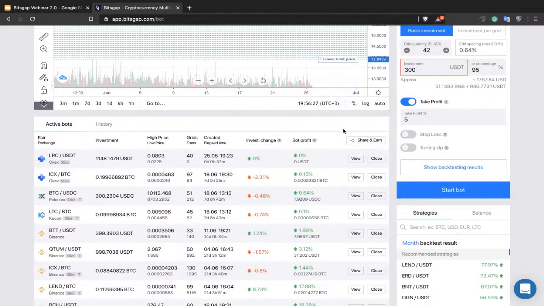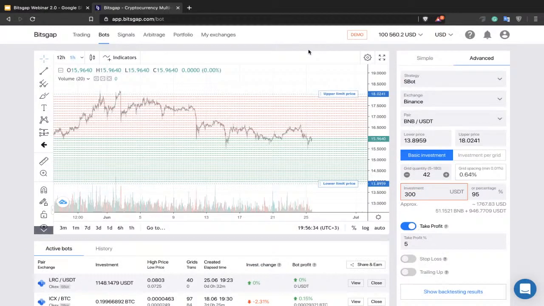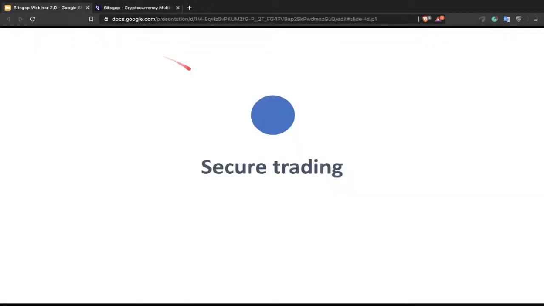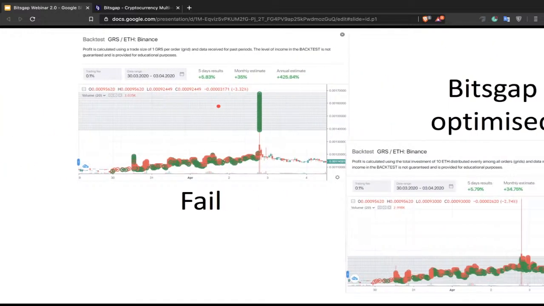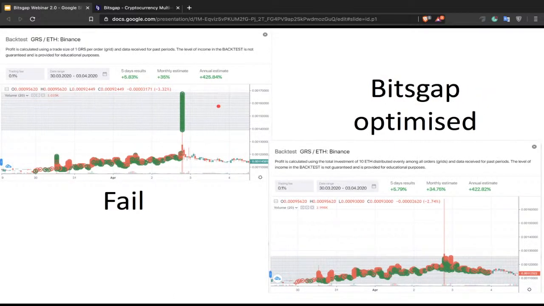So find your own strategy which brings you highest returns. And for that, you have everything here at Bitsgap to sharpen your skills and to discover your winning strategies. And we are here for you to secure your trading. While you are discovering your trading strategies, we have built secure optimizations like this one.